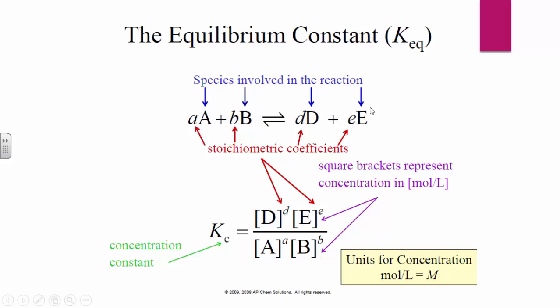So my products, remember, are all these things over here on the right. So big D and big E are my products, and we raise those values to the coefficient, little d and little e. We put those over our reactants. Remember that reactants are over here on the left, so big A, big B are raised to the powers of little a and little b, like we see down here. And don't worry about the math. We're not going to do any math with them. All we have to do is be able to write the expression.